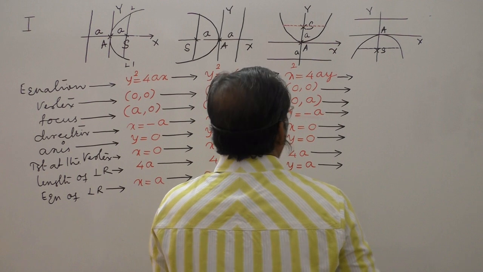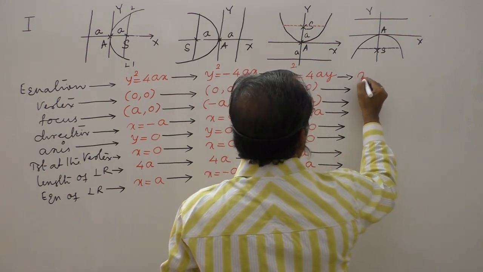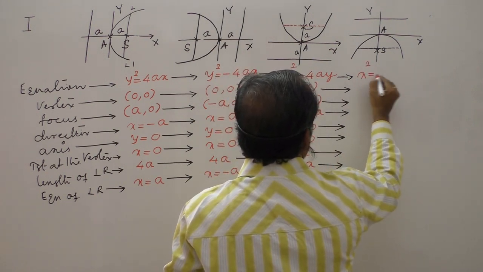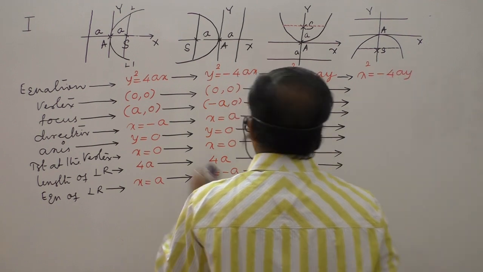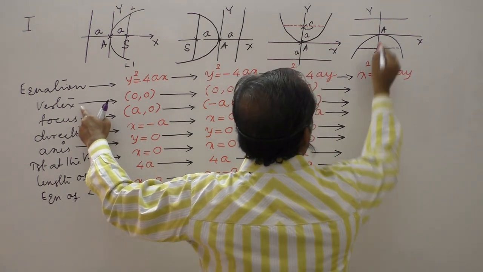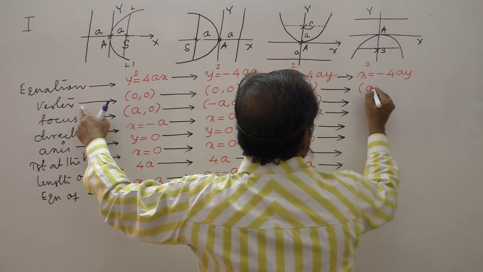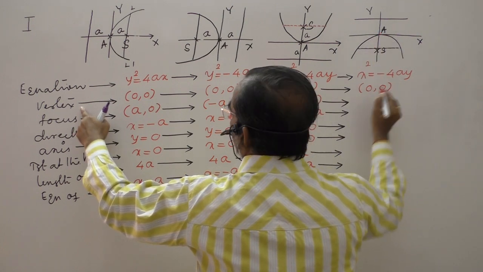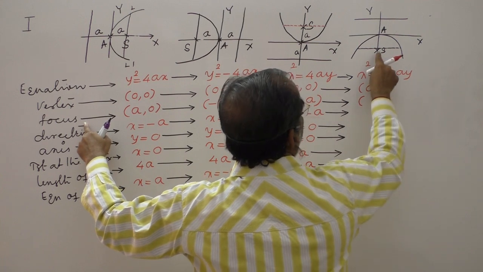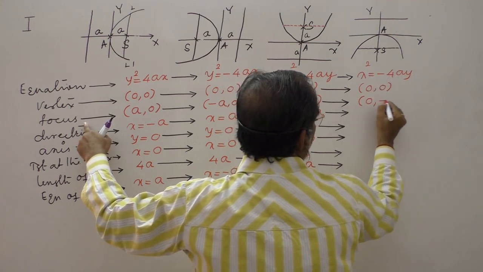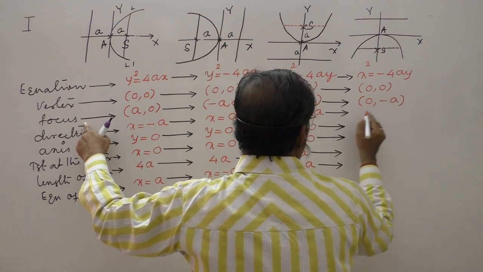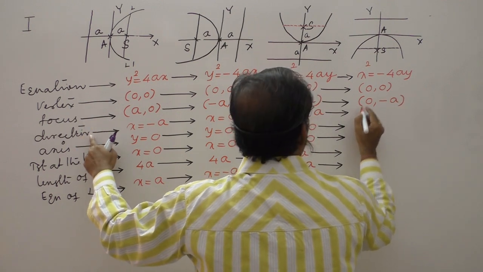Yes. What will be the equation of this? It is taking all negative y values. Therefore, x square equal to minus 4ay. Second one is vertex. Again 0, 0. What is focus? Focus is on y-axis on the negative side at a distance of a. 0, minus a.